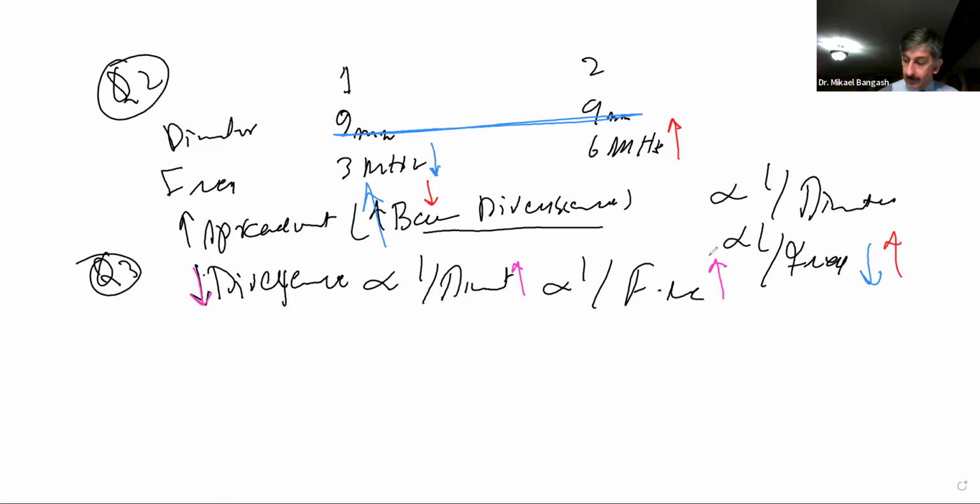Clear? Okay. Now, what do we have as options? We have 4 millimeters, 6 millimeters, 6 millimeters, and 4 millimeters. So directly, B and C are out of the race because they are great diameter transducers.